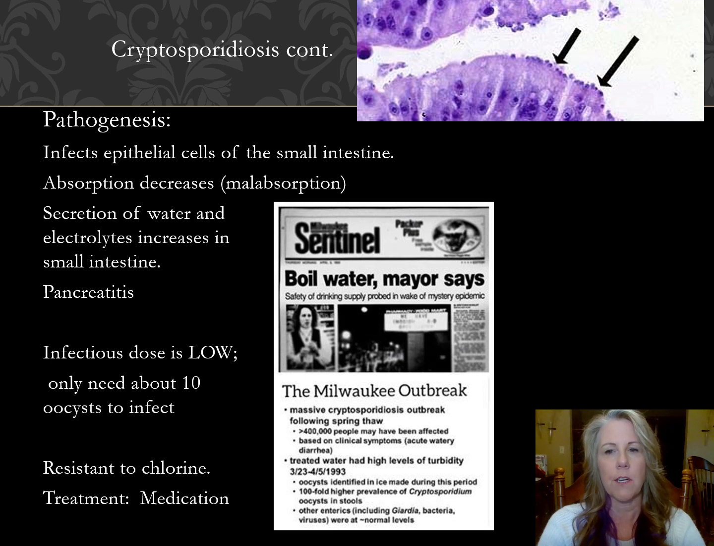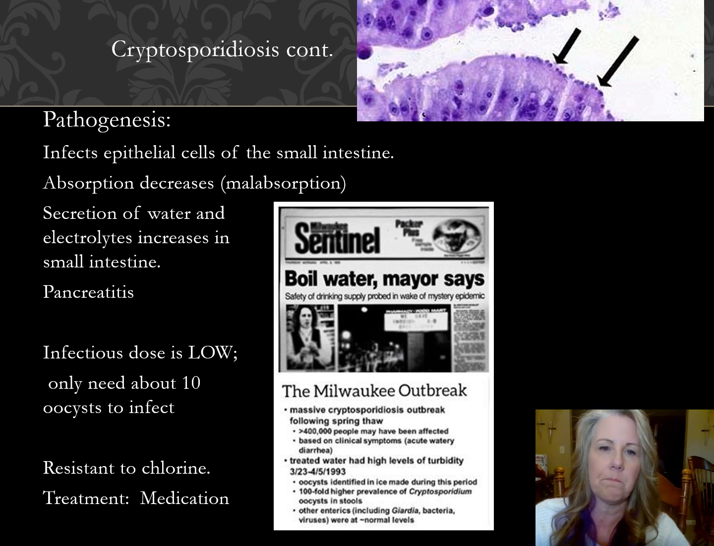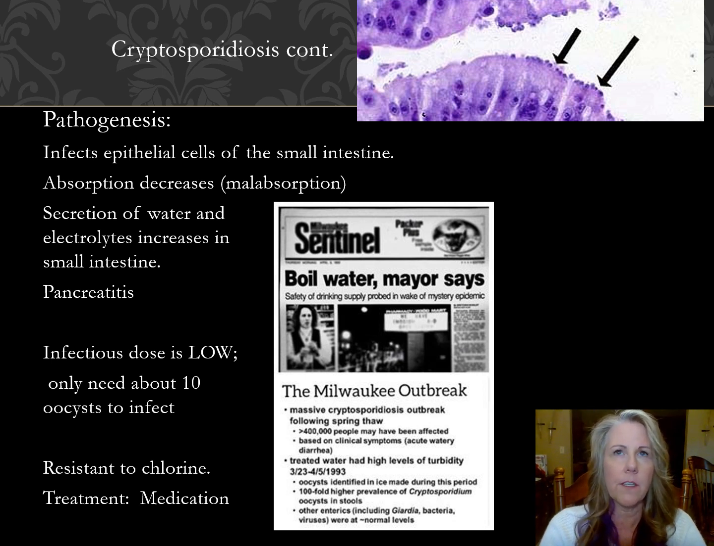And also secretion. One of that cell's jobs is to secrete certain substances for digestion, and it's not going to work as well. Because it is destroying those cells, it infects them and destroys them, secretion of water and electrolytes increases into the small intestine. So what does this result in? It can result in pancreatitis, and it can result in those normal signs and symptoms of diarrhea.